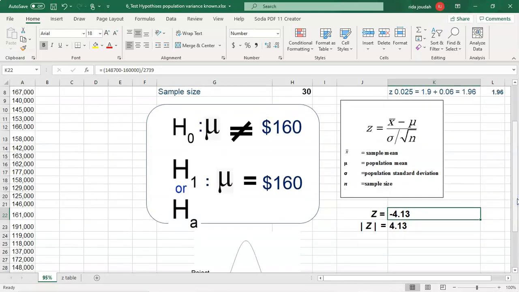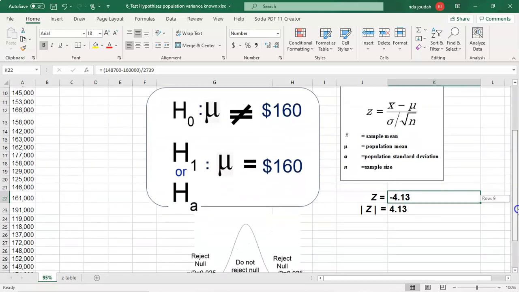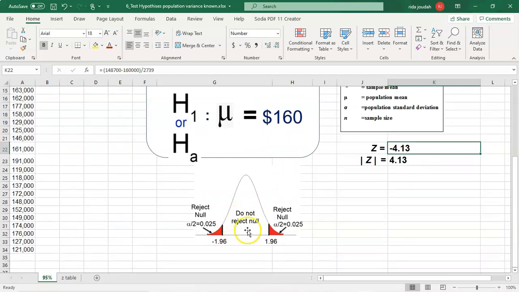So let's see where 4.13 is located. This is our normal distribution curve. And because we have two tails, we have 1.96 on the right side, minus 1.96 on the left side. And these red areas are where we reject null and accept alternative. And because we found the absolute value of z, we are going to use the right side, which is 1.96. 4.13 is greater than 1.96. It is located here on the red area, not in this area in the middle.